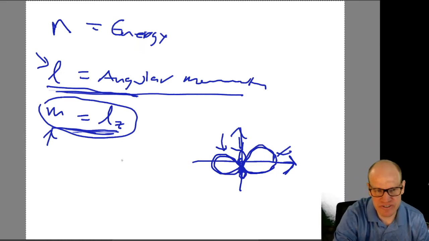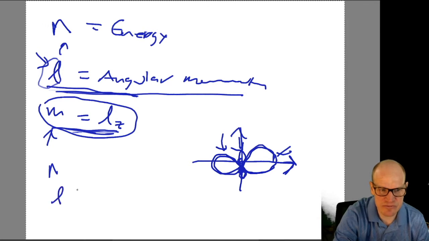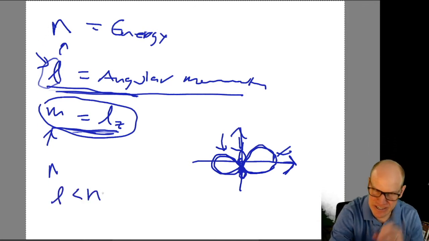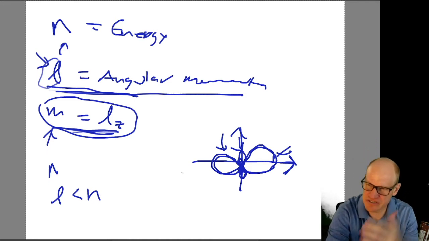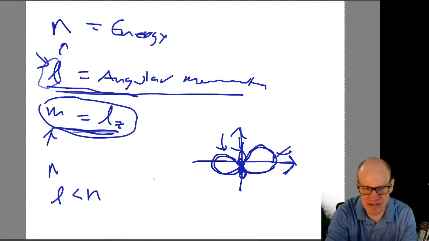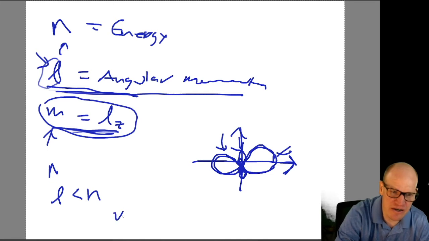So what you end up with is that the amount of angular momentum that you can have is limited by the amount of total energy that you have. So energy can be some value. The angular momentum has to be less than the amount of energy that you have, but still greater than 0. You can't have negative angular momentum in this case, because the nature of the mathematics doesn't allow it. And then M can be anywhere between and equal to minus L and positive L.